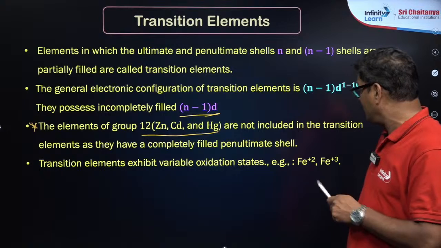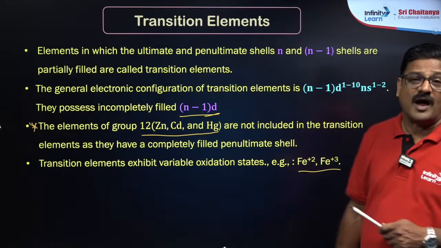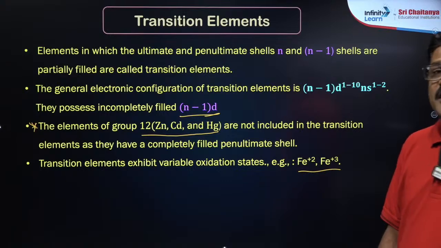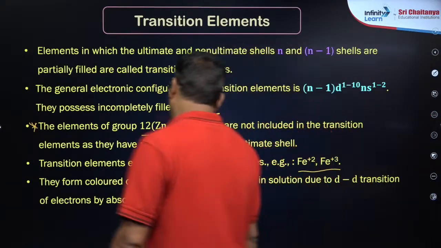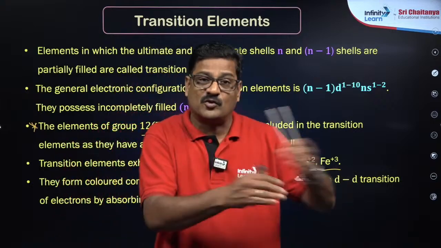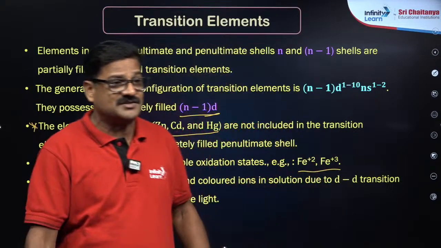Transition elements exhibit variable oxidation state. अगर मान लो आयरन +2, आयरन +3 भी दे सकते हैं ना, that is called variability in the oxidation state. They form colored compounds due to d electron d orbital में घूमते हैं, so that is called d-d transition.